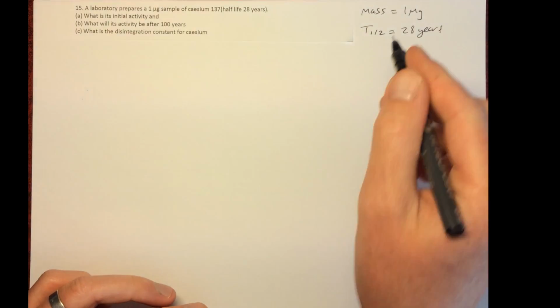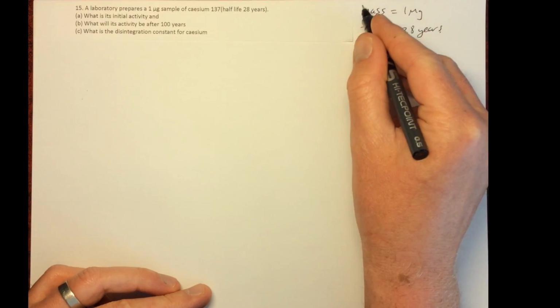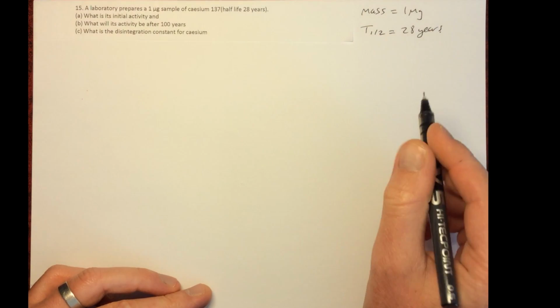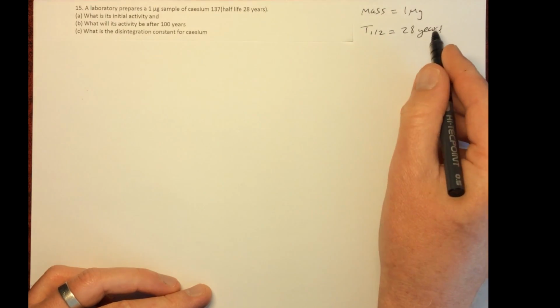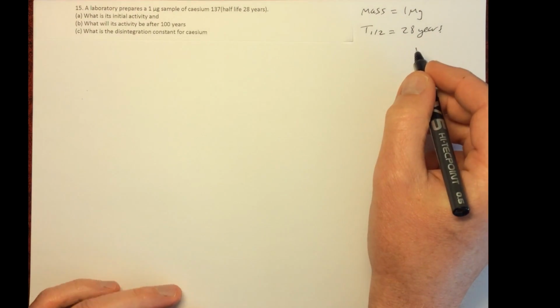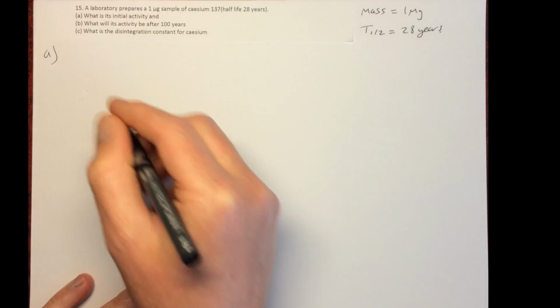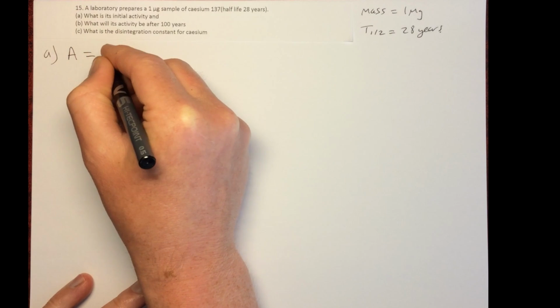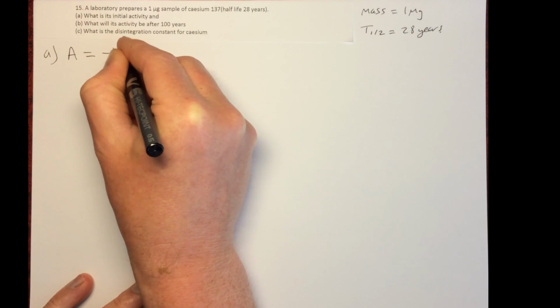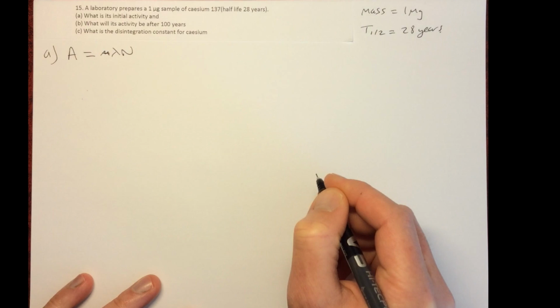Right, question 15. I've already written down what we know: the mass of the cesium-137 that we got is 1 microgram, and the half-life is 28 years. So what's the initial activity? We're going to do that using this equation, A equals minus lambda N, and in fact we can just ignore the minus.